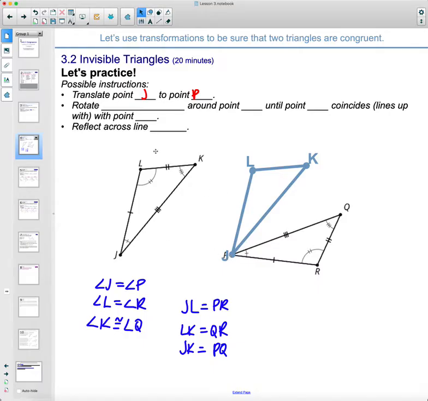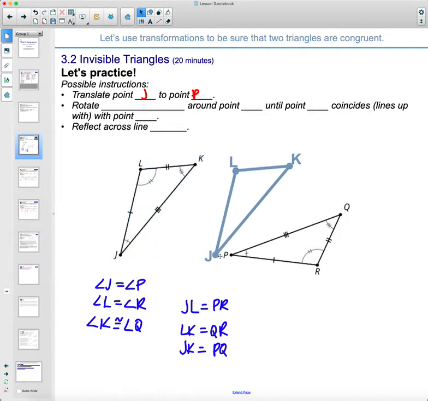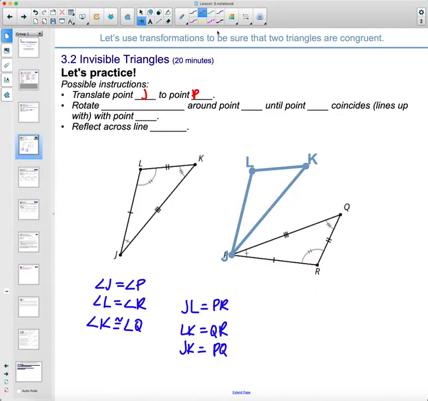And you're going to be doing this in partners. So one partner is going to be saying the language and the other partner is going to be using tracing paper. Okay, so if I were saying translate point J to P, my partner would pick up the tracing paper and move J onto P. Okay, then I would see it did this. Then I would say, okay, so I need to tell them something else to do because it hasn't landed yet. So what I would like to do then is match K up with its equal angle. So I would like to move K to Q.